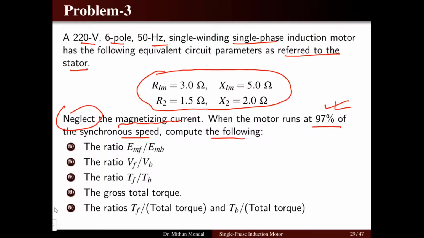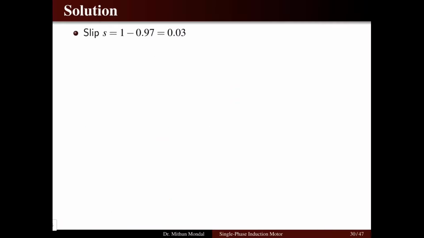That is the ratio of the EMF due to forward field by backward field. What is the ratio of forward voltage by backward voltage? What is the ratio of the torque forward by backward? What is the gross total torque? The ratio of forward torque by the total torque, and the backward torque by total torque. So using the equivalent circuit, we have to obtain these parameters, basically calculating the impedances and obtaining the voltage and the torque. So let us see the solution.